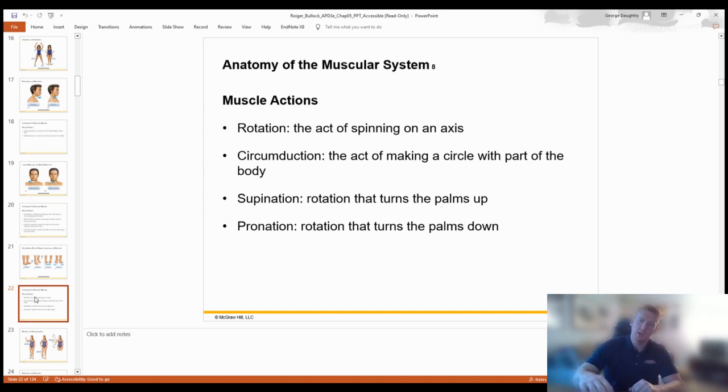Now, there's the old saying for supination: pretend you're eating a bowl of soup. And how do I eat soup? My palm must be up. Sure, if that helps you remember it, fine. But let's talk about the real term.